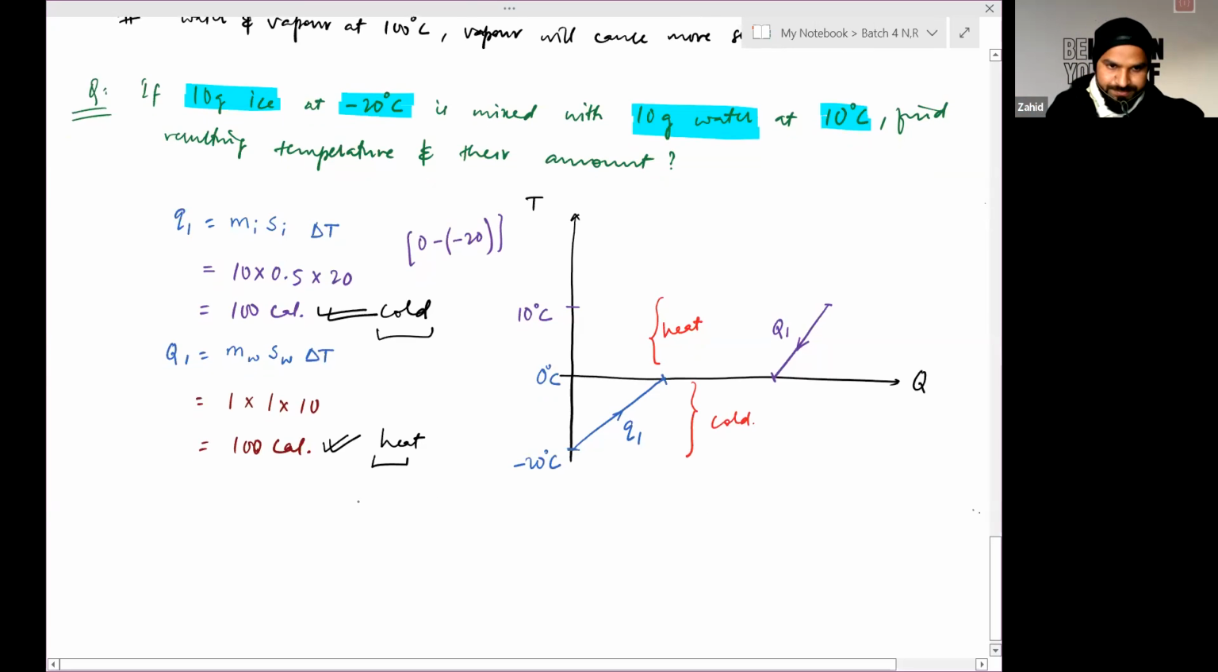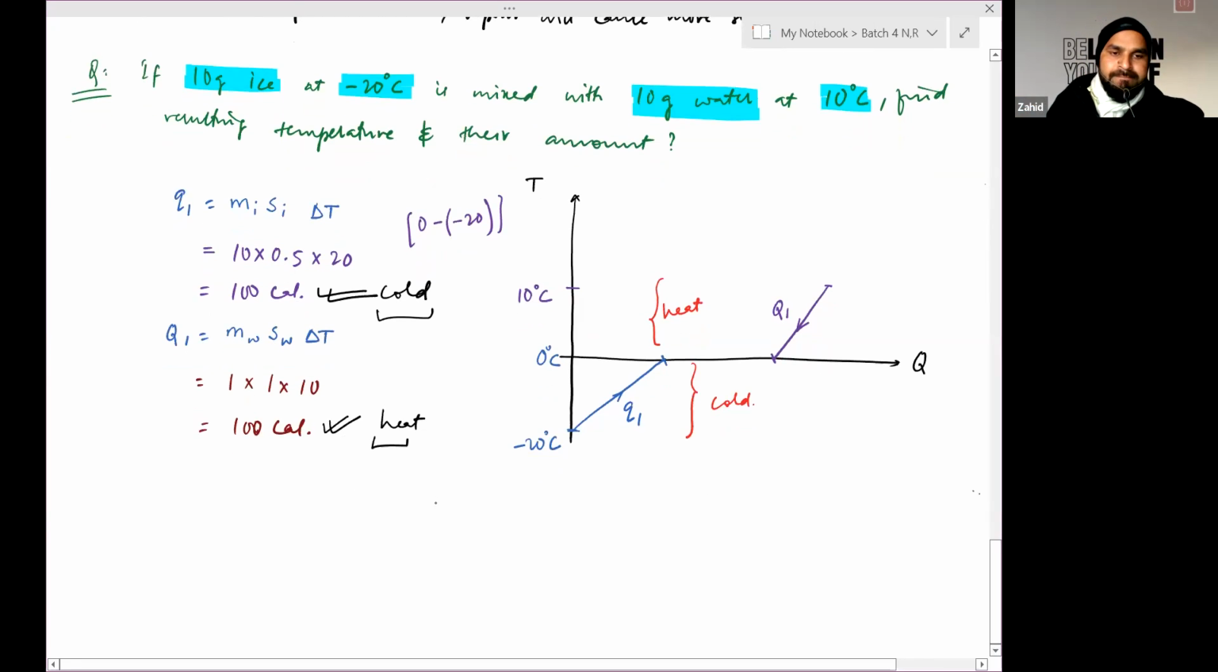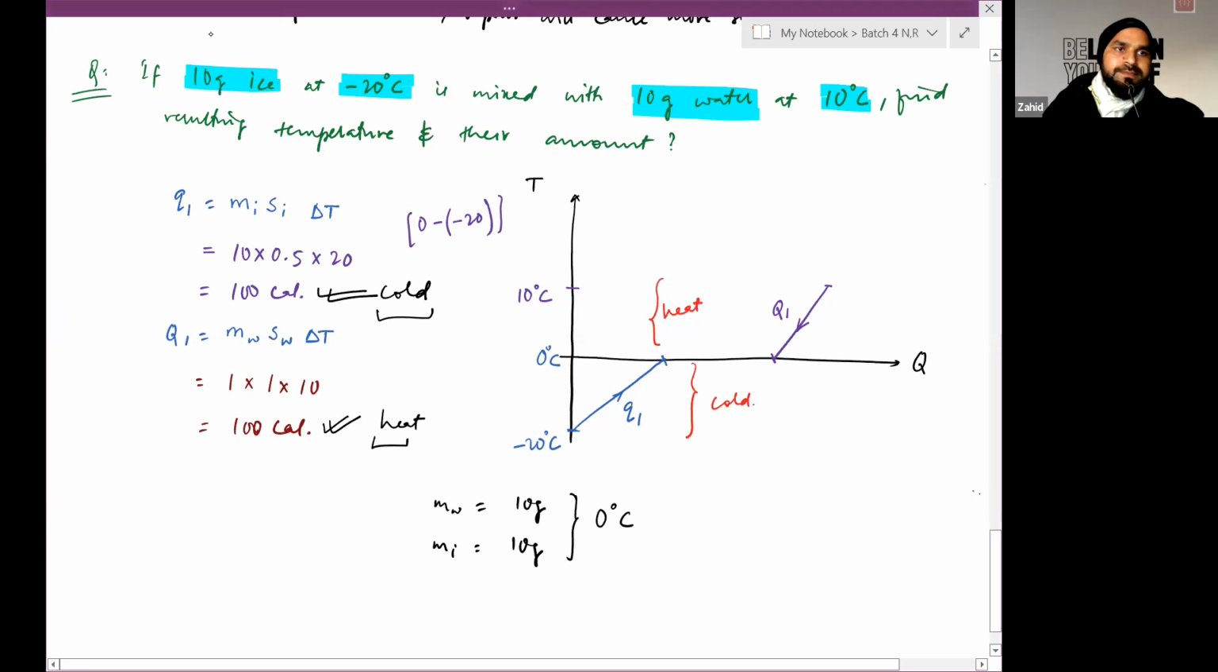So in this case, we can say mass of ice and mass of water will remain 10 gram each, and at equilibrium, the temperature of this particular system will be 0 degrees Celsius. Raza, is it clear? Yes, sir.